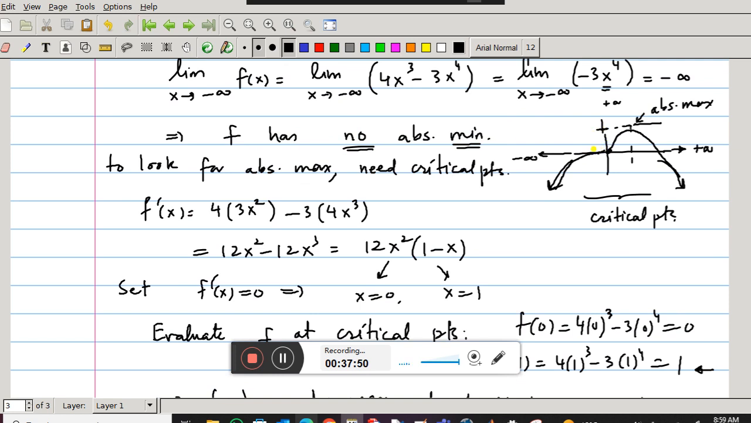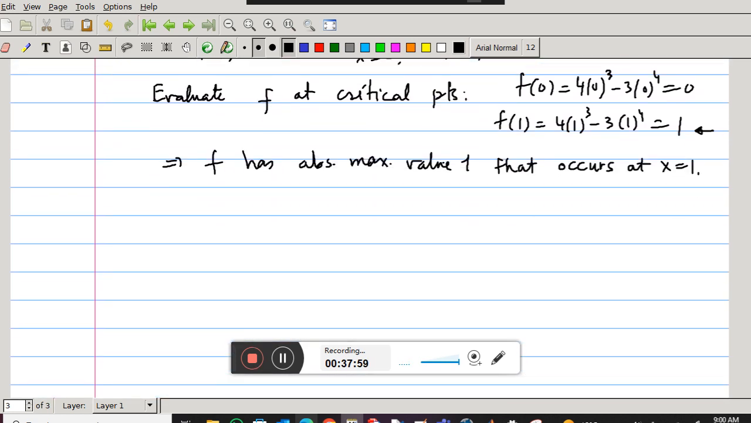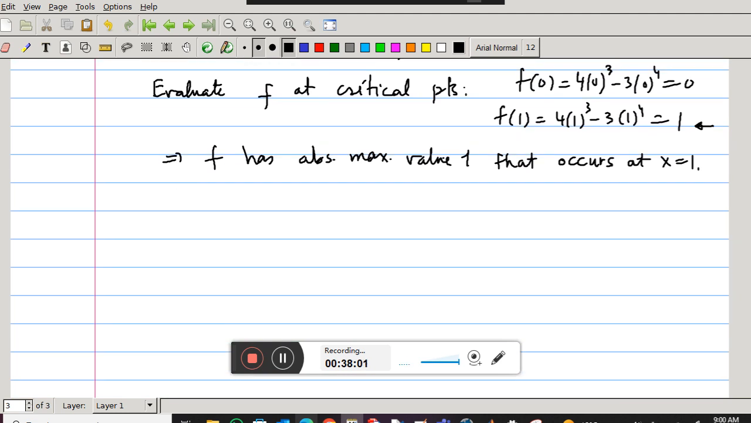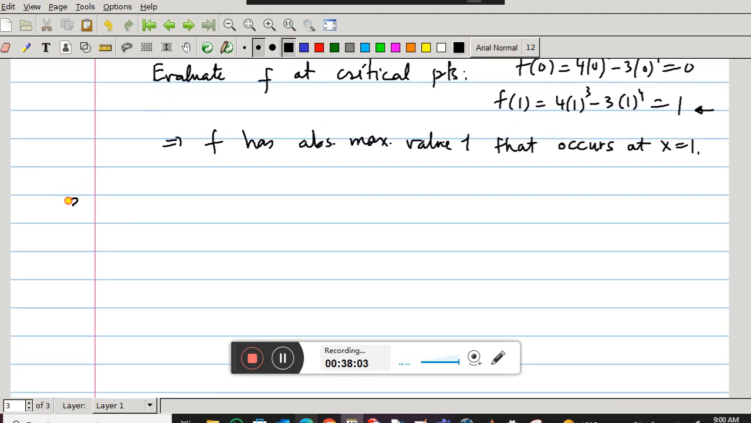So see, 0 is in the middle. It does not become a maxima or minima. Okay, so there is no minima and absolute maxima at 1. So that's how you can deal with infinite intervals. The same thing for open intervals.